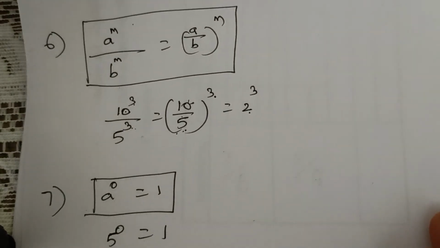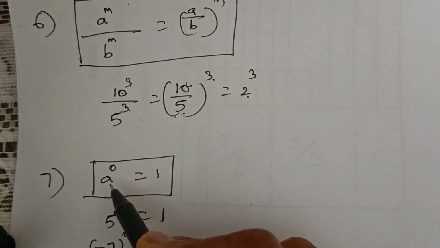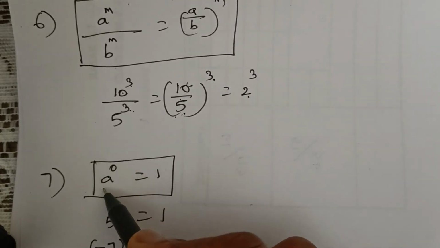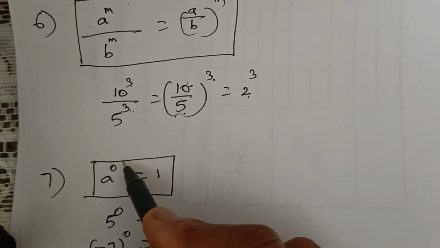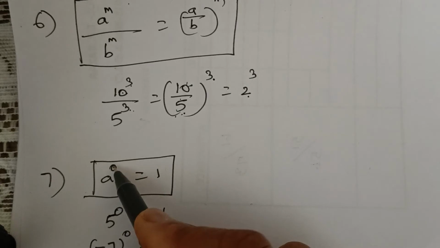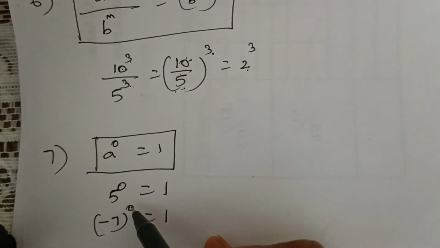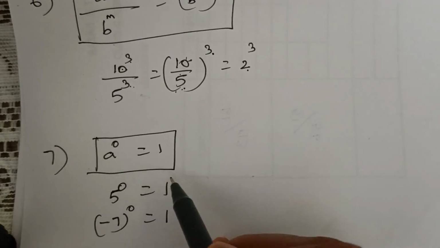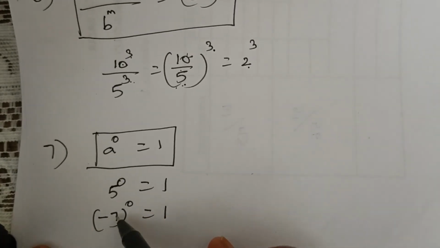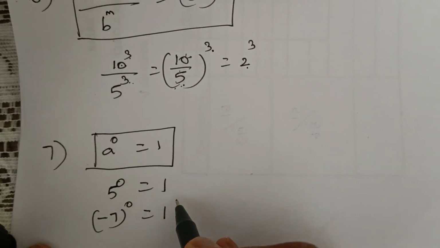And the last one, very simple. A to the power 0. The base can be anything. But if the power is 0, the value of that exponent, that power notation, is 1. Always, you don't look at the base at all. If the power is 0, just like that we can write the answer. It is 1. Example, you see 5 power 0. It is 1. Even if the base is negative also, minus 7 power 0. We may think it is minus 1. No, it is not minus 1.